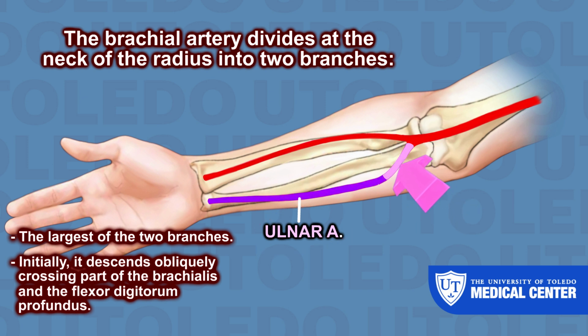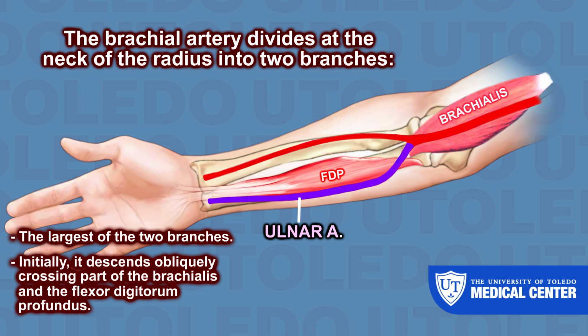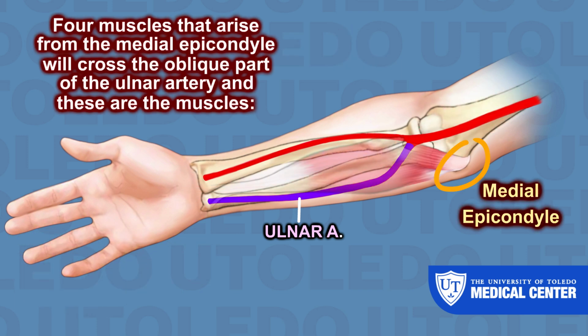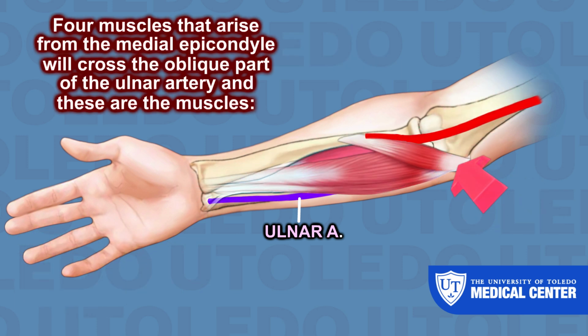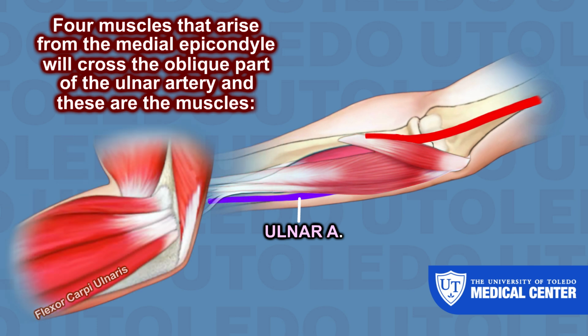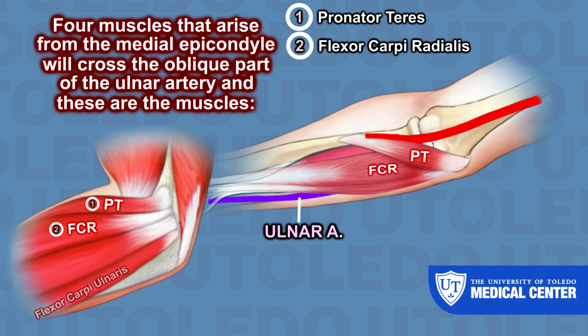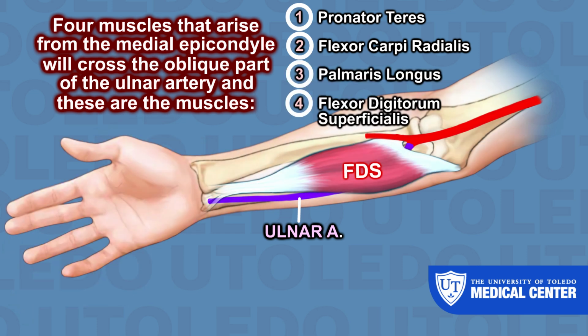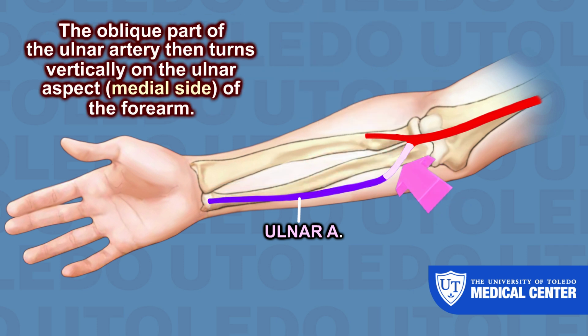Initially, it descends obliquely, crossing part of the brachialis and the flexor digitorum profundus. Four muscles that arise from the medial epicondyle will cross the oblique part of the ulnar artery. The four muscles include the pronator teres, the flexor carpi radialis, the palmaris longus, and the flexor digitorum superficialis muscles. The oblique part of the ulnar artery then turns vertically on the ulnar aspect of the forearm.